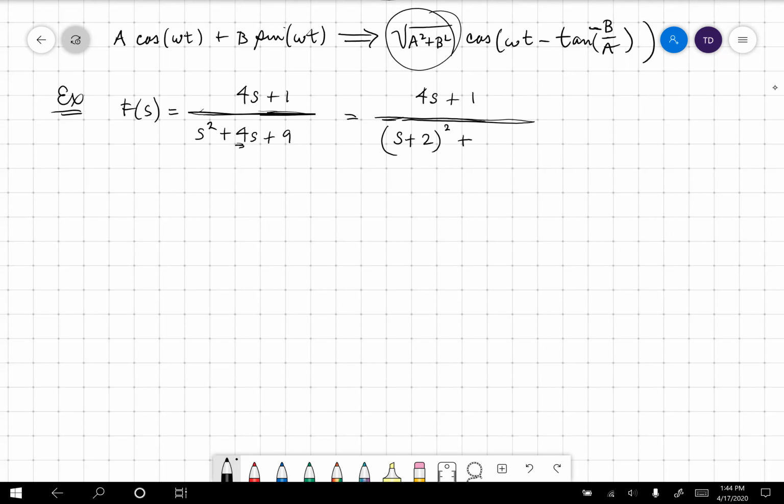Now, I don't want that. I want something times the square root of 5. So watch what I do. I'm going to multiply this by the square root of 5 over the square root of 5. And now I'll rewrite it one more time. 4 times (s plus 2) minus 7 over root 5, which we don't like, but I'll change that afterwards. But all of that multiplies the square root of 5.